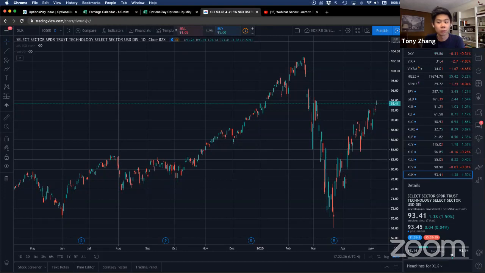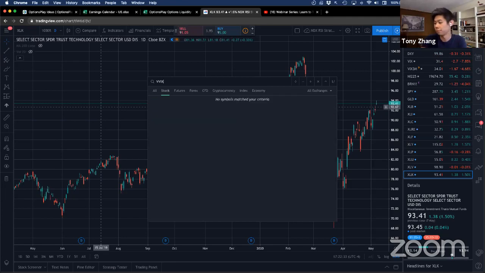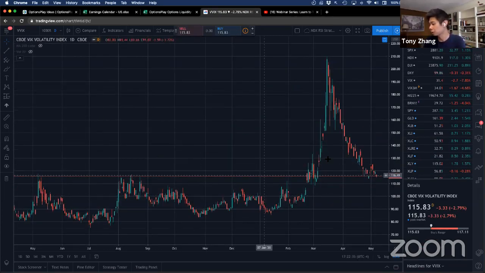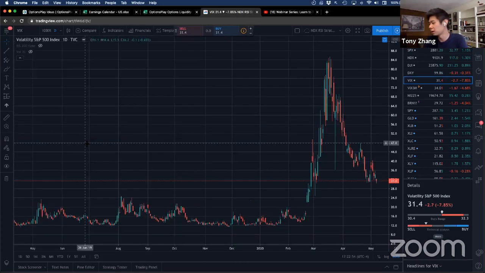Is that called VVIX, a derivative of the VIX? Let's see, VVIX peaked on March 16th and started to move lower. I'm not sure what VVIX is, I'll be perfectly honest, but this looks like VIX, but the numbers are not the same. I'm not exactly sure, but I know it is a volatility indicator.